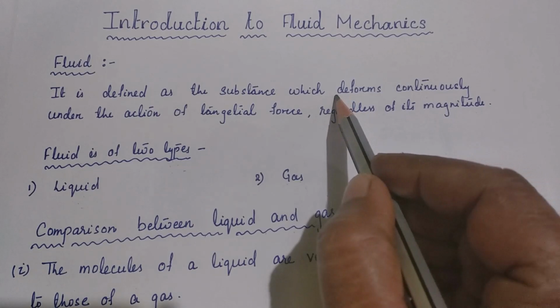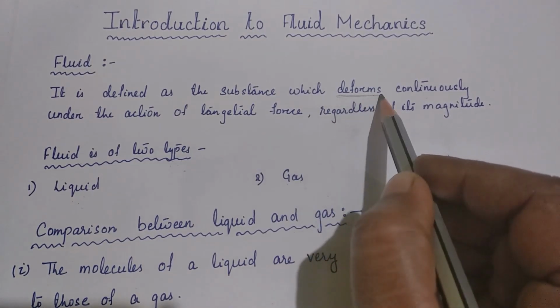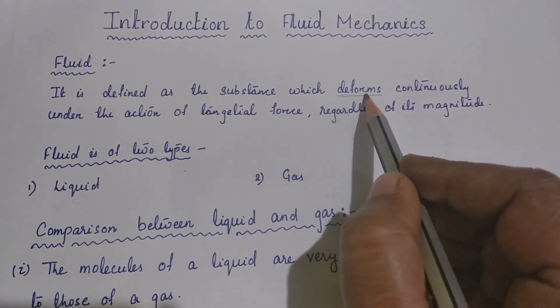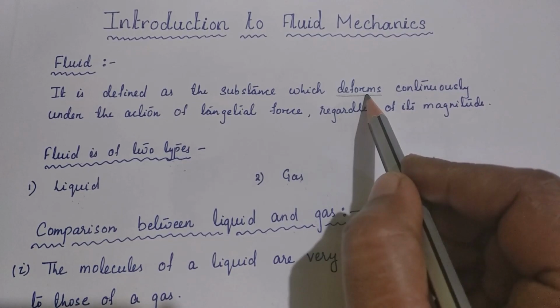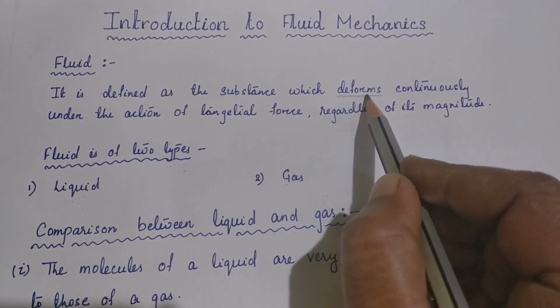See the term deform here. In this context, deforms means to flow. In science, we know that deformation means change in size or shape of an object. But here we understand deformation as the flowing property of a fluid which indicates how much it resists.